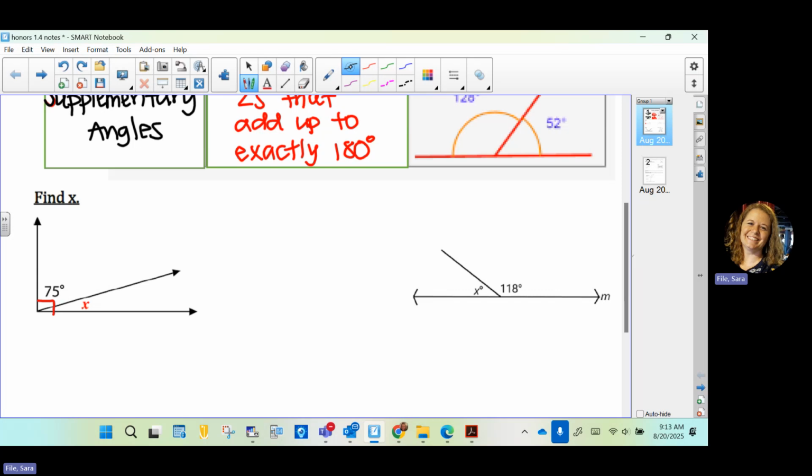So what do we do? All you've got to do is subtract. These make 90 degrees together. We've used 75, so there's 15 degrees left.